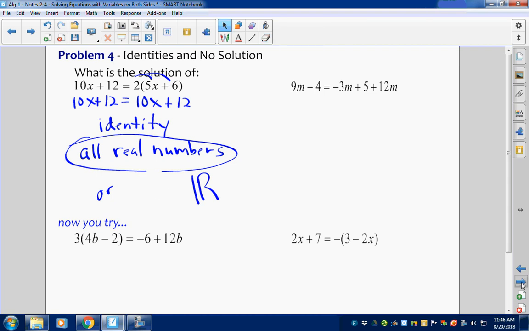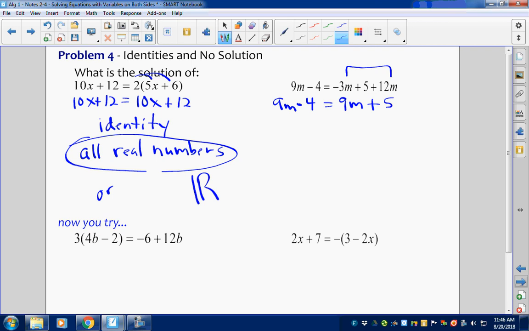All right. So this one, let's see what happens here. It's kind of hidden. 9m minus 4, can't do anything with that. This one would be negative 3m. You combine these two. Plus 12m is 9m plus 5. We got a problem here. We've got almost an identity, but look what happens when I subtract 9m from each side. You could do the constants.